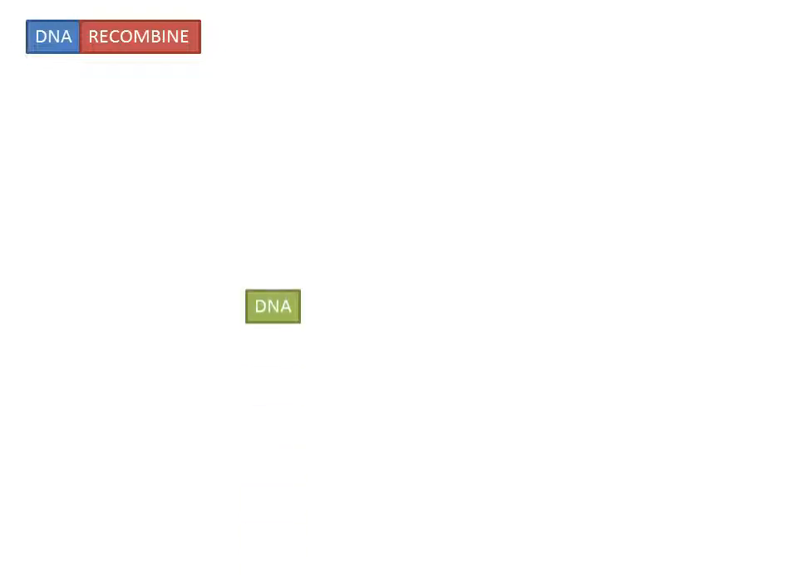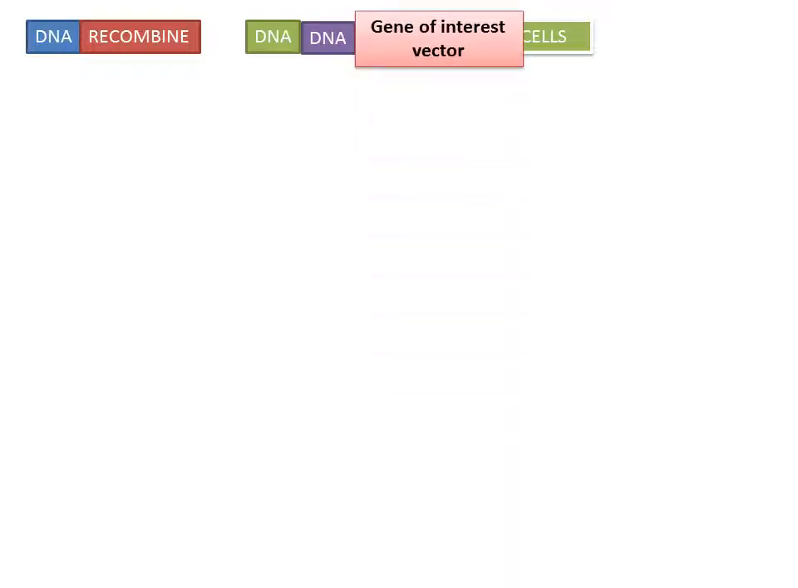Now, from where do we get this? We have to get two types of DNA. From where do we get this? We get it from cells. Now, these two DNAs will be of one, the gene of interest, and another, the vector.